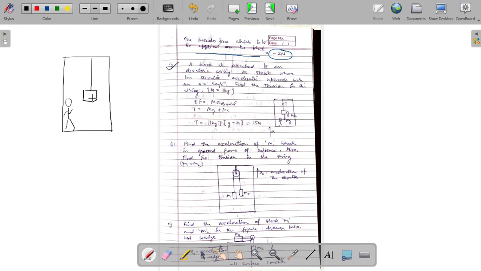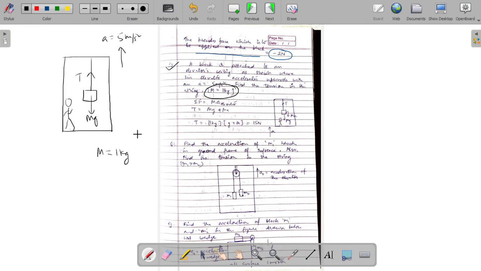Basically we would be asked to find what is the tension acting in the string if the elevator is going up with an acceleration of 5 meter per second square. The mass of the block is given as 1 kg, and g is 10 meter per second square. So what would be the tension in the string?